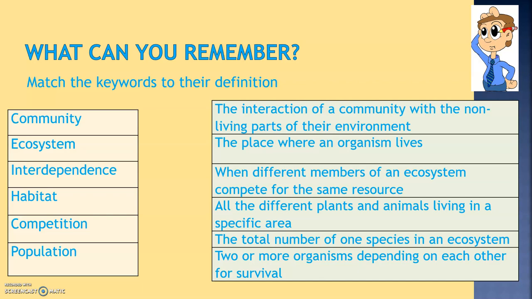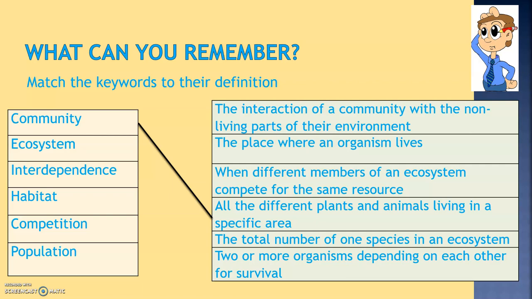All right, are you done? Brilliant. Now, I need you now to bring a green pen. This is the time when we use a green pen to mark and make corrections. Now, the question is asking, what is a community? Now, like we said, a community is all different plants and animals living in a specific area.